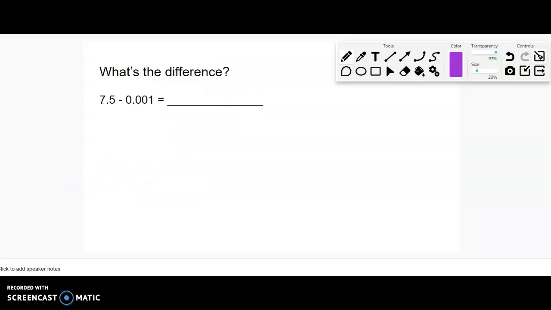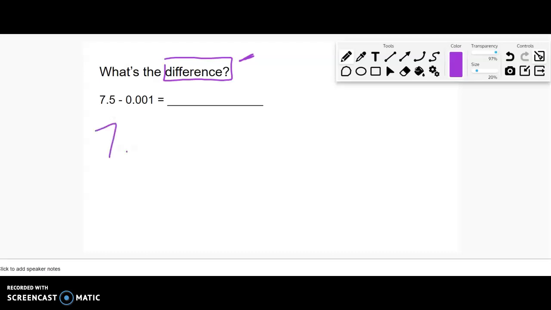It could also ask what's the difference? Difference, remember, means the answer to a subtraction problem. 7 and 5/10 minus 1,000. What's 1,000th less than 7 and 5/10? Again, one of those ones where it's like, well, I don't have any thousandths. How do I find one less than nothing?